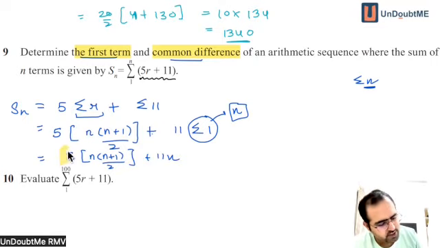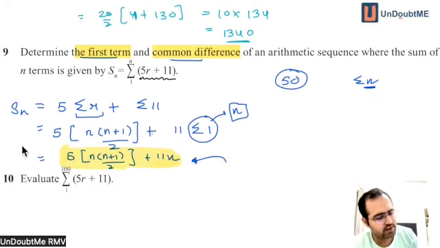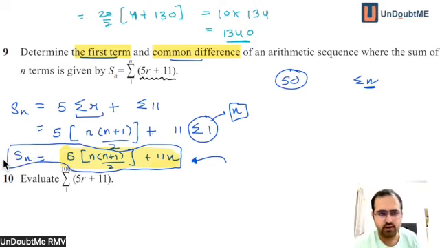So the one which I am highlighting is the expression for the sum of n terms for question number 9. Let's say we have to find the sum of 50 terms for the same. You have to just put n is equal to 50 in this and you'll get the answer. That is exactly what we are going to do in the next question.